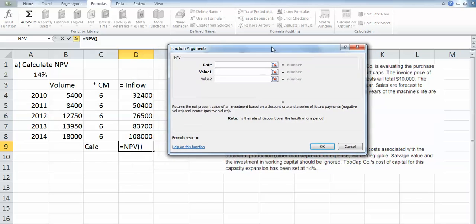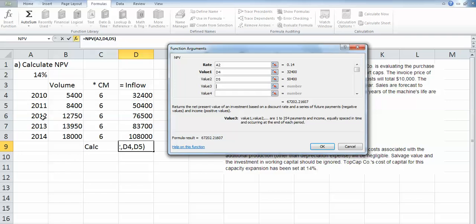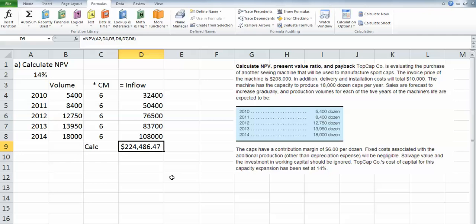All right, so it asks for my rate. That's why I like to put it in a separate box. I'll just click on it. It'll automatically reference that cell, and then if I have to make any changes later, I've already got that calculation saved. So value 1 here is going to be 32,400. Value 2, 50,400. Value 3 is for 2012, 76,500. Value 4, 2013, and I have to scroll down a little further to get value 5, 100,000, 108,000. Okay, that looks good. We'll go ahead and hit OK.